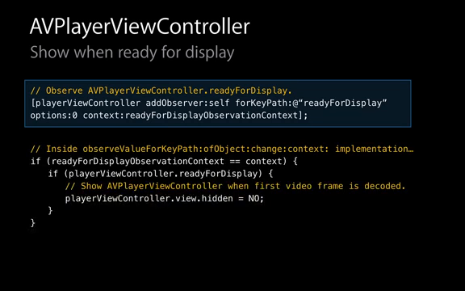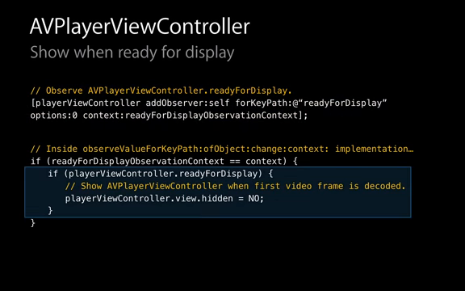And to do that, you can key value observe readyForDisplay. On iOS, you would observe on the PlayerViewController, whereas on OS X, you observe on the PlayerView. You add yourself as an observer for readyForDisplay, and in your observation callback, you can check to make sure readyForDisplay is YES before animating your view or before showing your view.